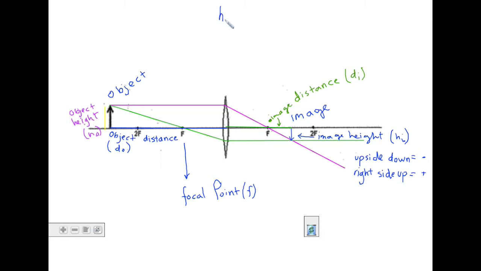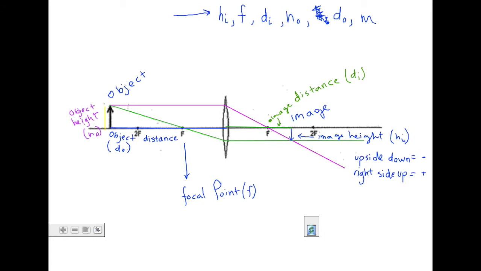And things you should know how to calculate from a ray diagram are your HI, F, DI, HO, DO, and your magnification. Okay, and there's a video called magnification and one called lens math, and they show you how to calculate all of these things. So I would look to those for calculations.